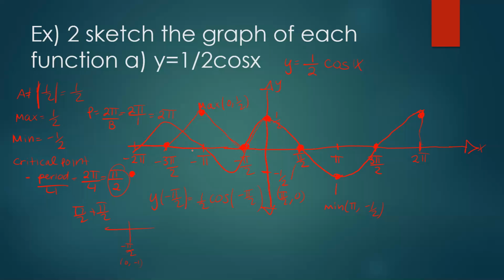What about pi? So y of negative pi is 1/2 cosine of negative pi. Negative pi would be right here, going counterclockwise. So this would have the coordinate negative 1, 0. So the cosine of that would be negative 1 times positive 1/2. So that's negative 1/2.